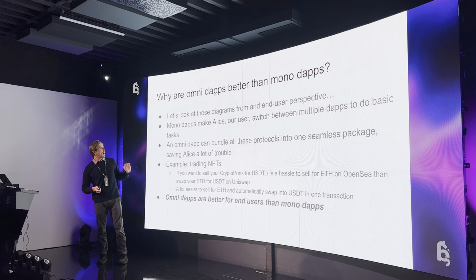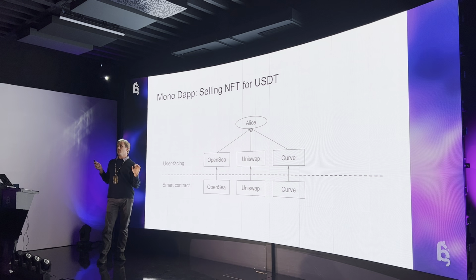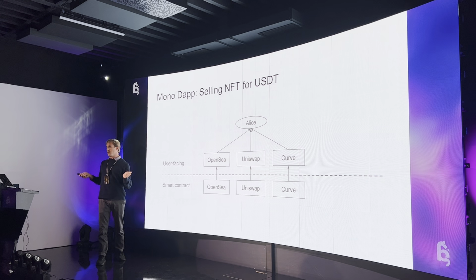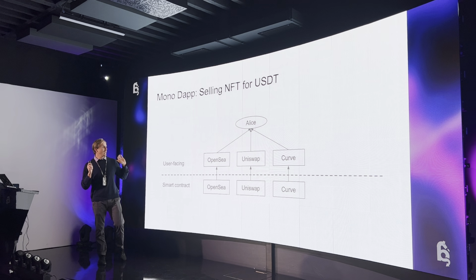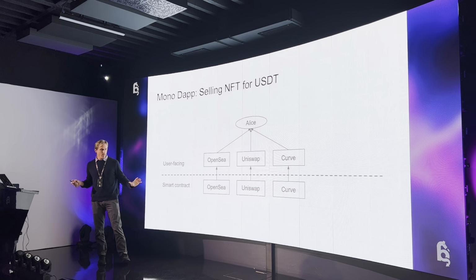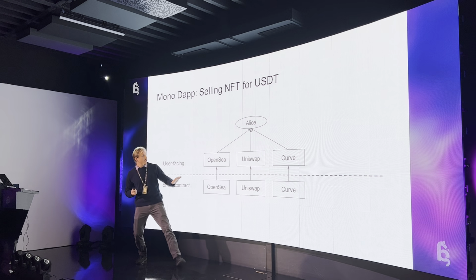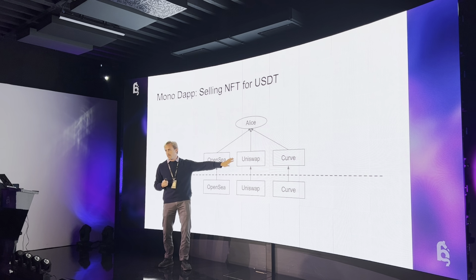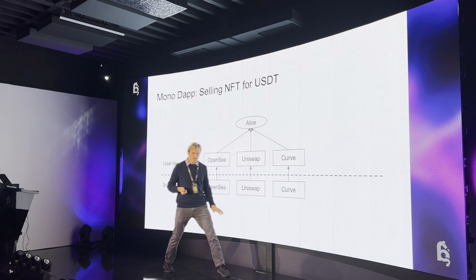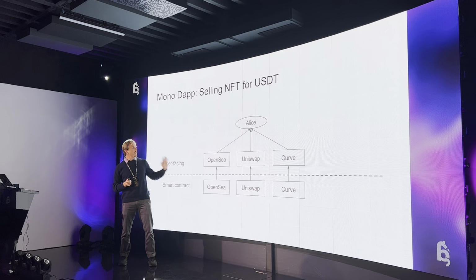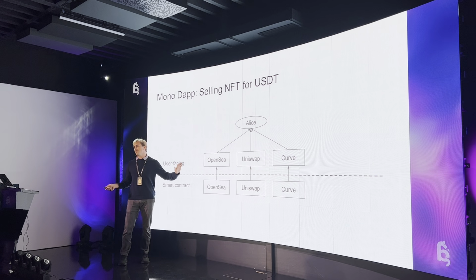First, I want to go back and look at these diagrams. So let's think about the use case where Alice, our user, wants to sell her NFT, but she doesn't want to get ETH, she wants to get Tether. So in a Mono Dapp framework, she has to first sell it on OpenSea, and then she gets her ETH. Then she goes to Uniswap to trade her ETH for, say, USDC, and then she goes to Curve to trade her USDC for Tether. So that means she has to go to 3 different protocols, open 3 different tabs on her browser, just to do a very simple thing.